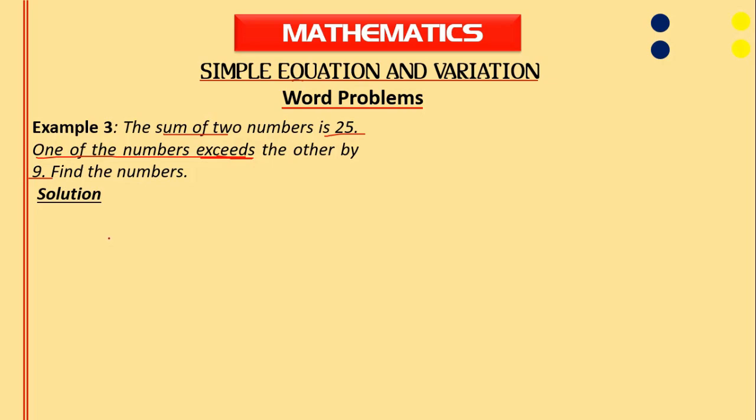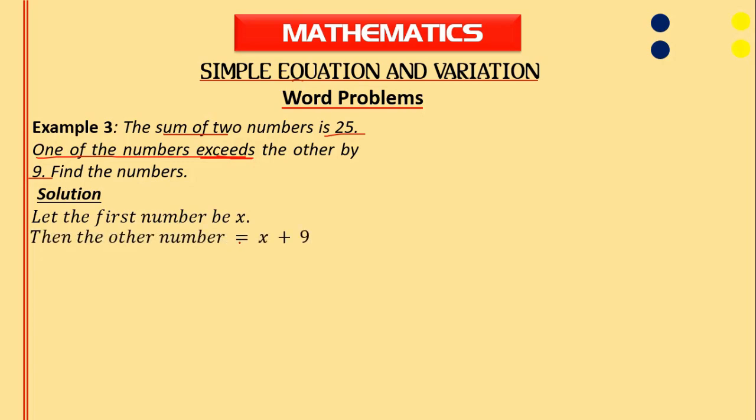If the first number is b, the other one will be b plus 9. It means whatever the first number is, the other number is greater than it by 9. It means it is more than it by 9. It means it is higher than it by 9. So what are we saying in essence? It means if we pick the first number to be x, then the other number is equal to x plus 9.